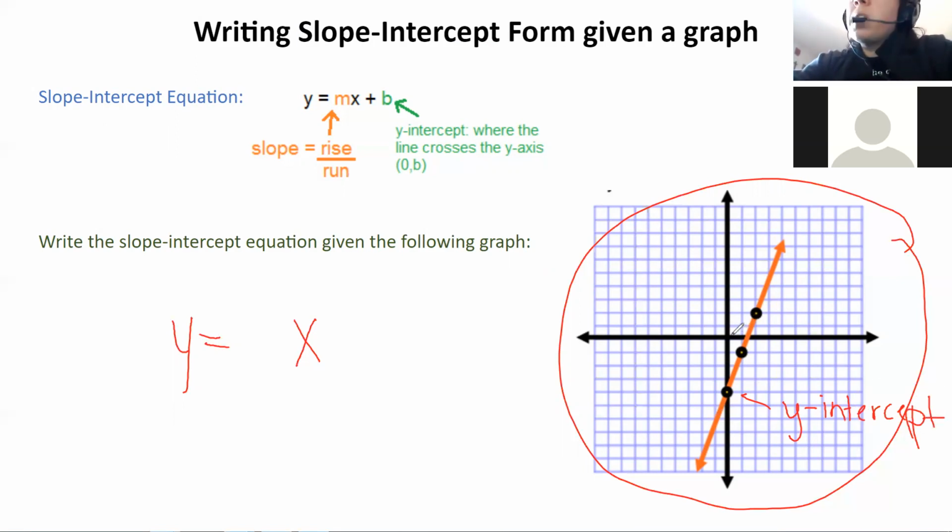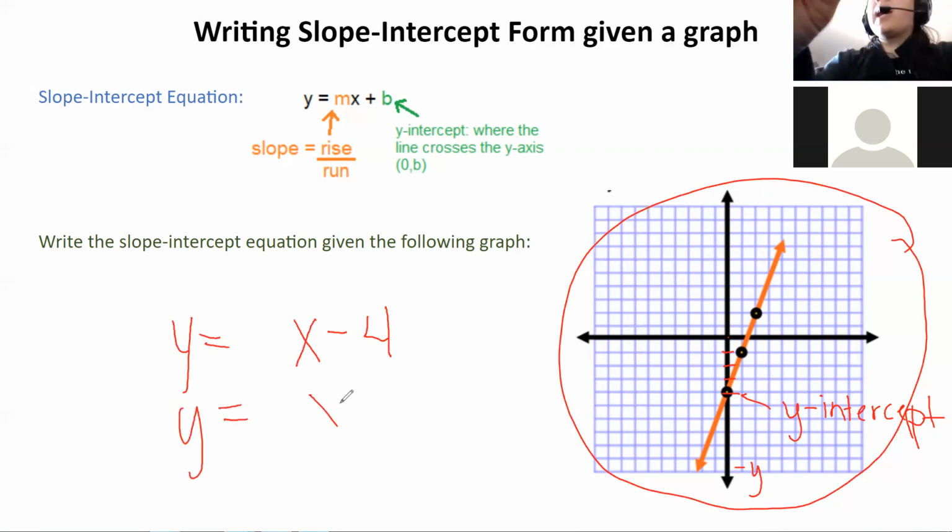Okay, so where we are crossing, what does that look like? 1, 2, 3, 4. Do you guys agree that's at -4, excuse me? It's crossing in the negative y area. That's -4. So that's going to go on the end. And since it's crossing at a negative, it's going to be -4. Is it exactly the same to say plus -4? Could I do that? Yes, you sure can. Right, very good.